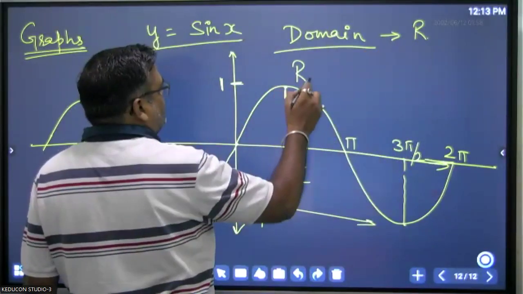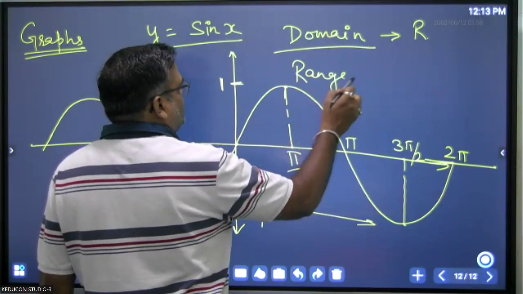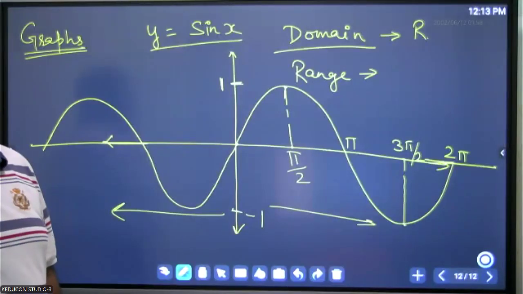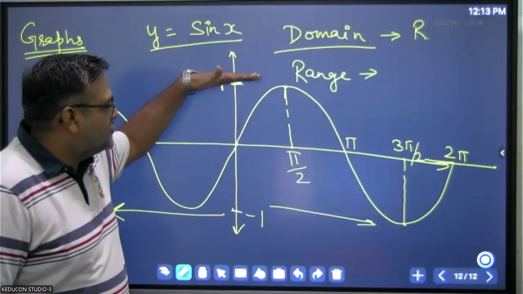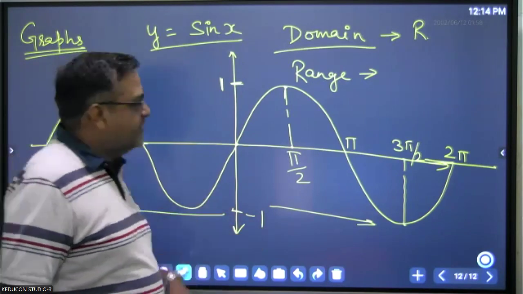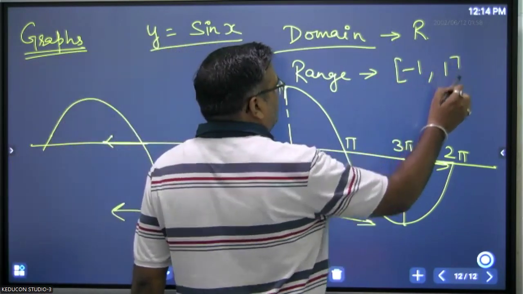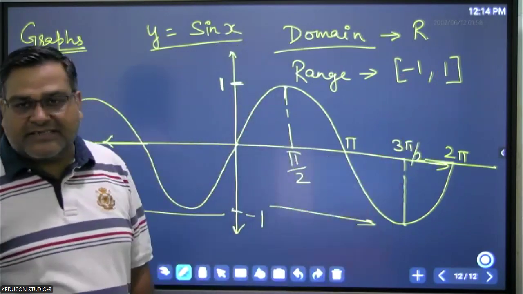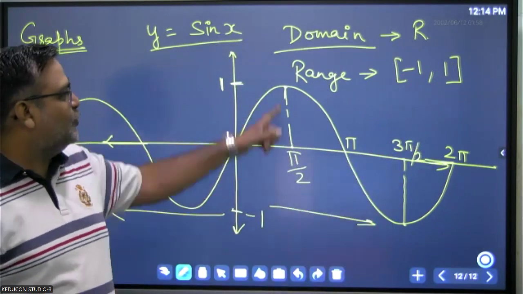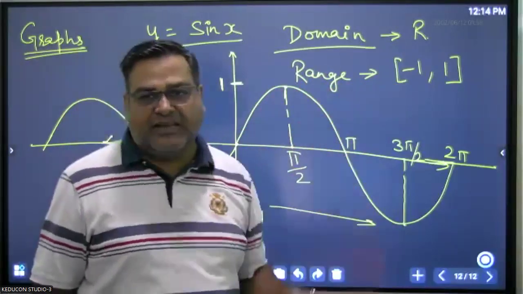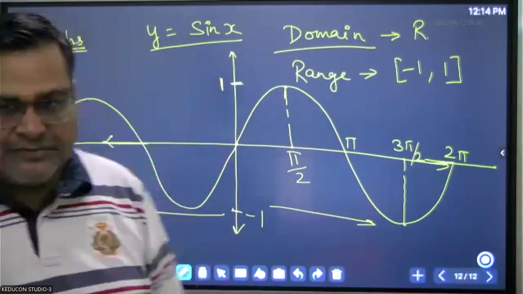When you say range, what will be the range of the function sin x? What will be the range, students? The highest value achieved is 1, the lowest is minus 1. Hence the range will be minus 1 to 1. Is this clear? So the domain of the function is R. The range of the function is minus 1 to 1.